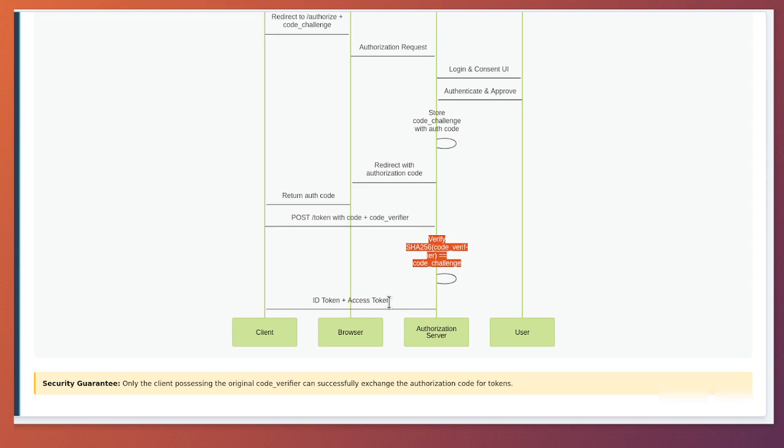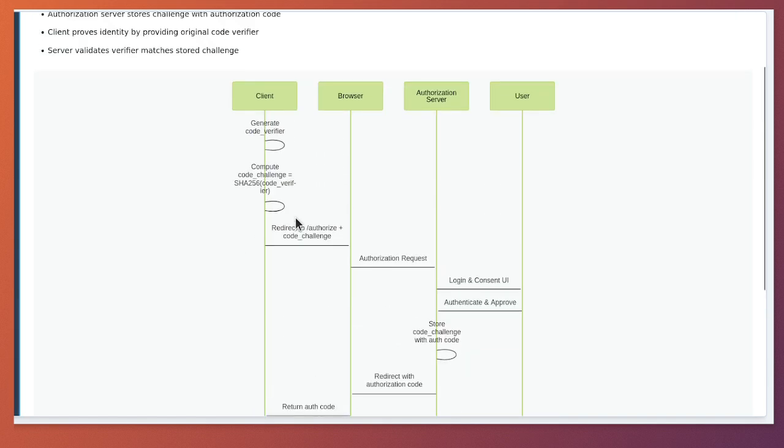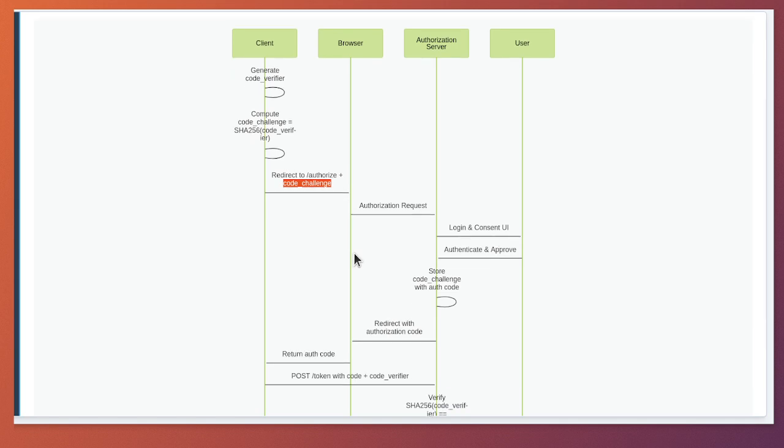If verification succeeds, the authorization server issues the ID token, access token, and optionally a refresh token. This is how PKCE defeats the authorization code interception attack. Even if an attacker intercepts the authorization code, they don't have the code verifier. They might have seen the code challenge that was sent in the authorization request, but because of the one-way nature of SHA-256, they cannot determine the verifier from the challenge. Without the correct code verifier, they cannot complete the token exchange.